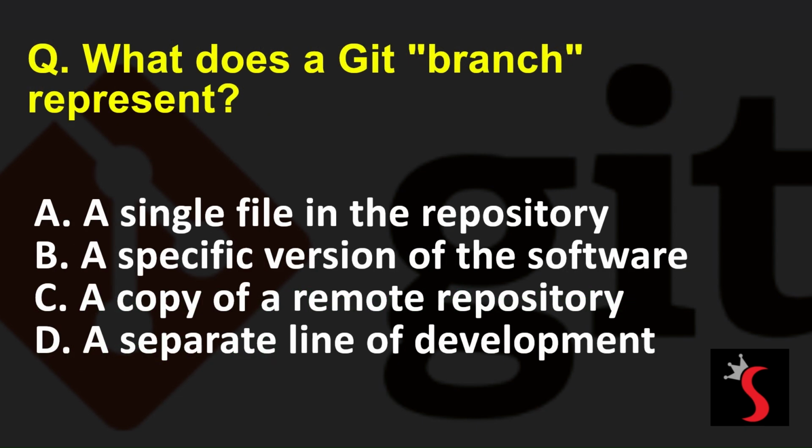What does a Git branch represent? A. A single file in the repository. B. A specific version of the software. C. A copy of a remote repository. D. A separate line of development.